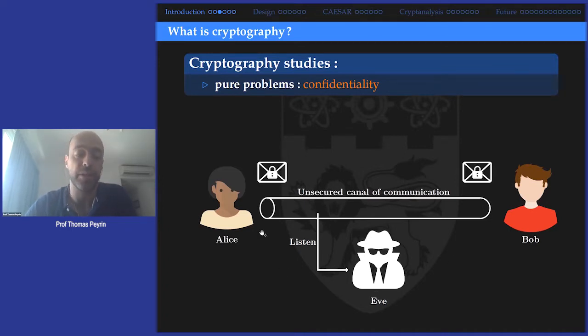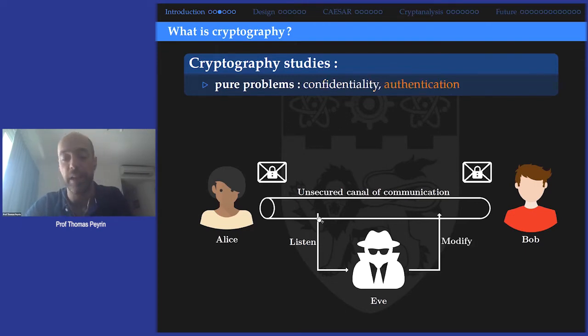So what she would like is to have some kind of protection placed on the message. That's what is represented with this lock here. We want to cipher the message, such that even if Eve receives this encrypted message, she cannot recover what's been said in it. So that's confidentiality.